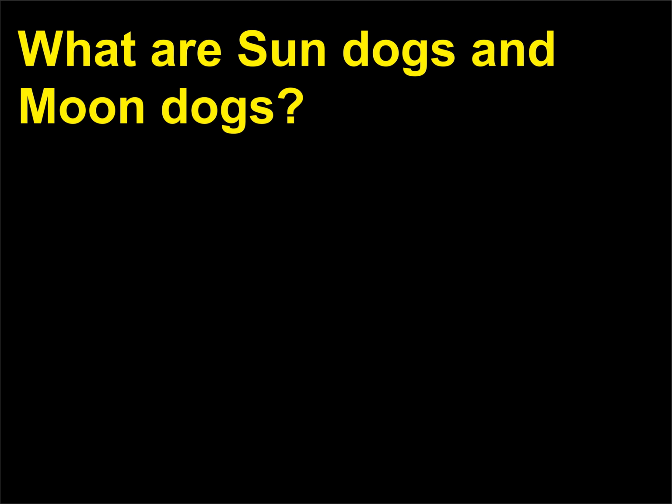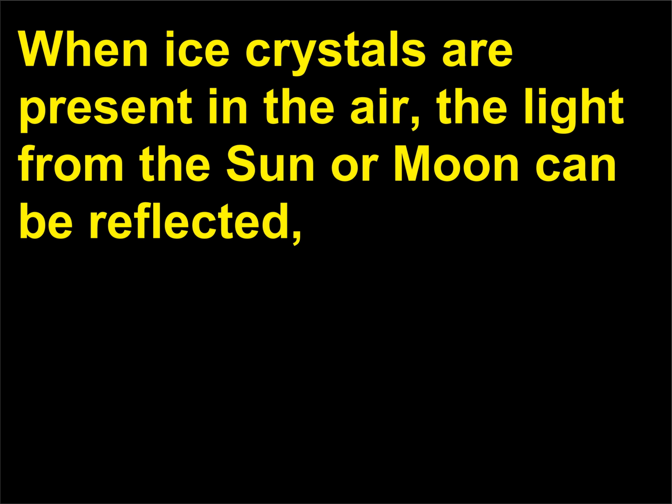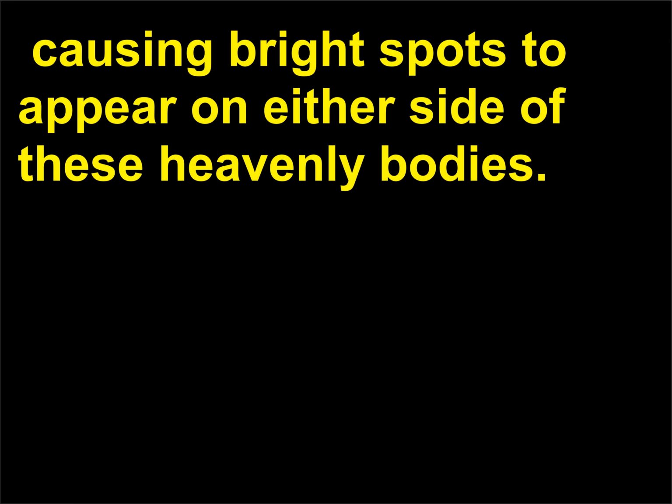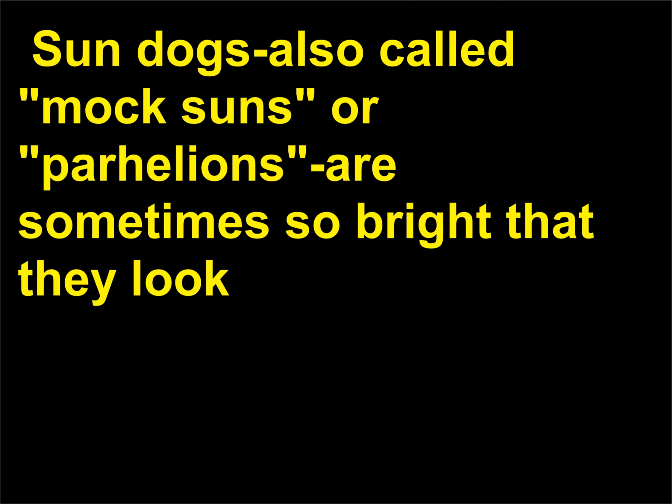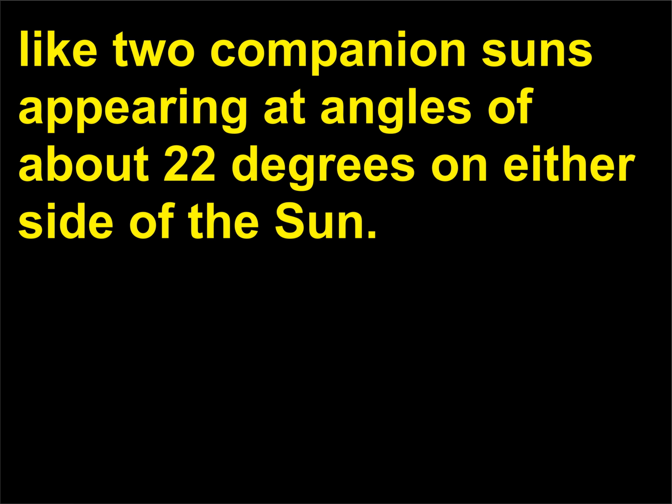What are sun dogs and moon dogs? When ice crystals are present in the air, the light from the sun or moon can be reflected, causing bright spots to appear on either side of these heavenly bodies. Sundogs, also called mock suns or parhelions, are sometimes so bright that they look like two companion suns appearing at angles of about 22 degrees on either side of the sun.